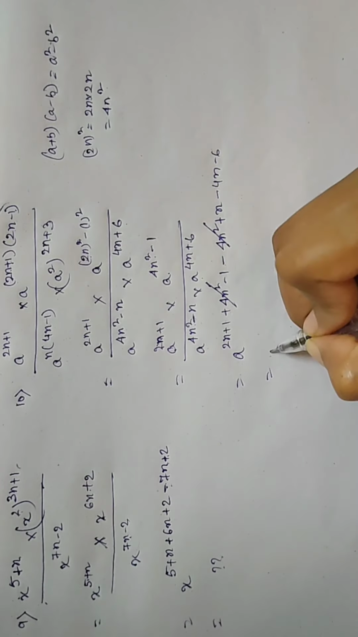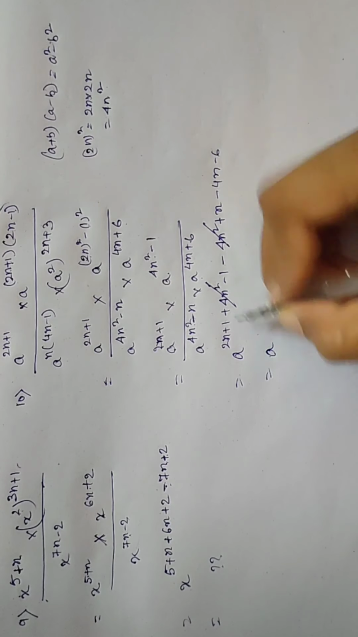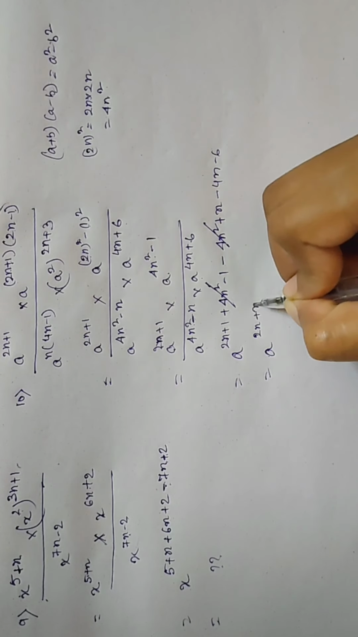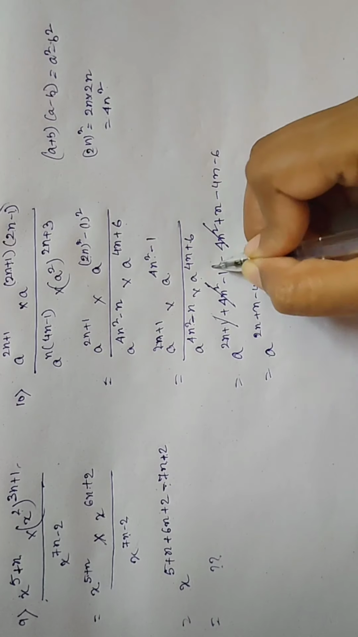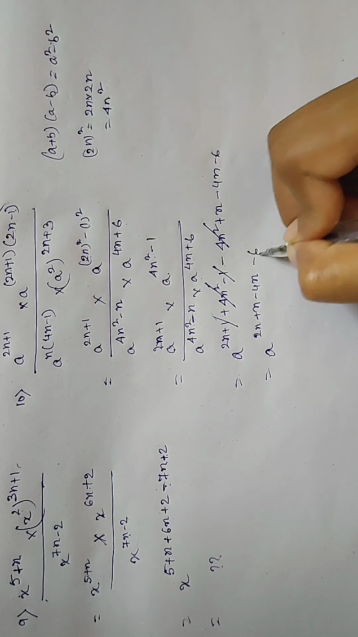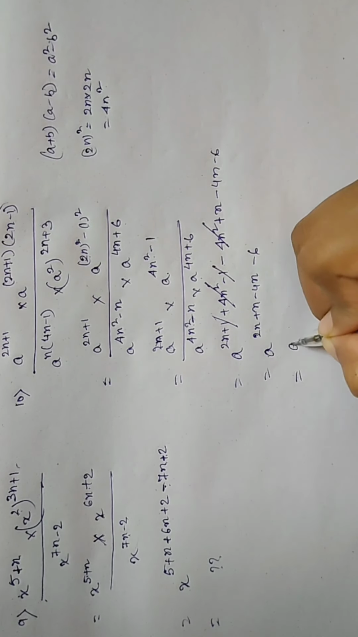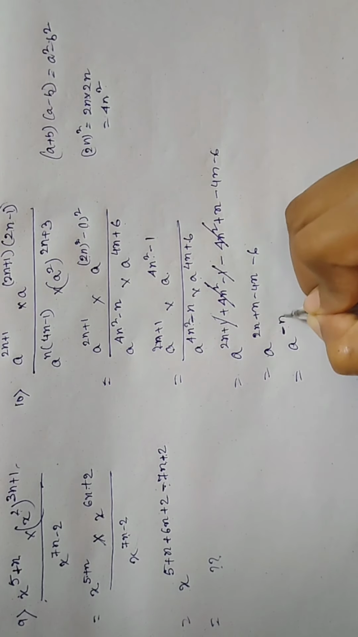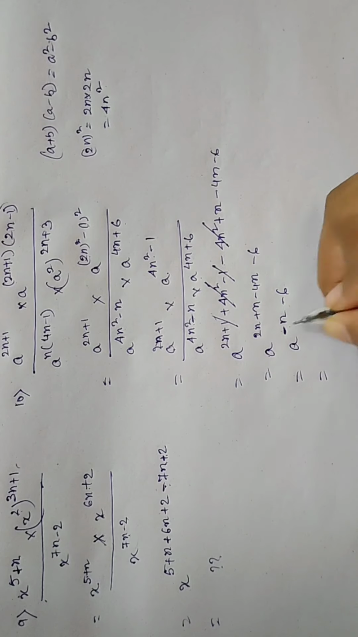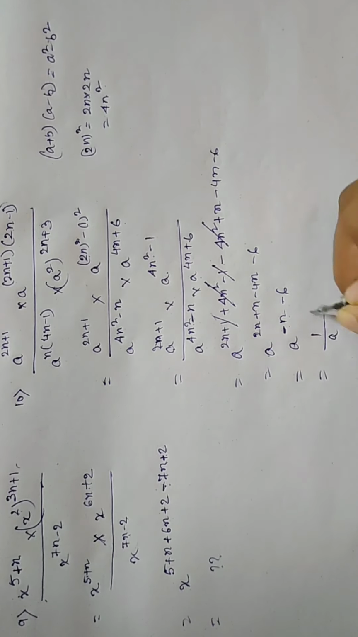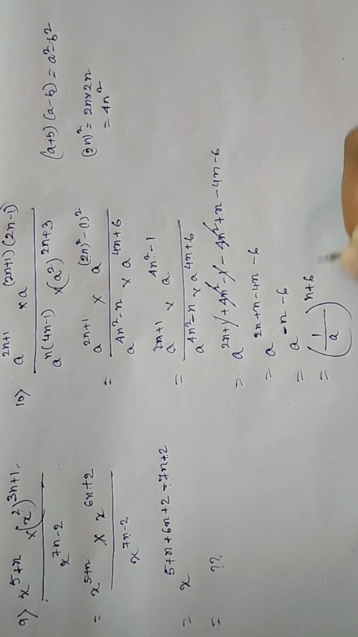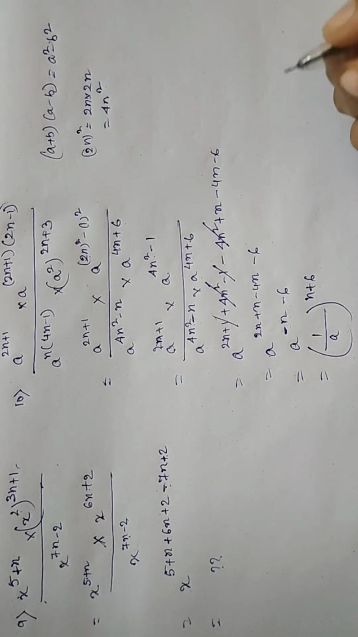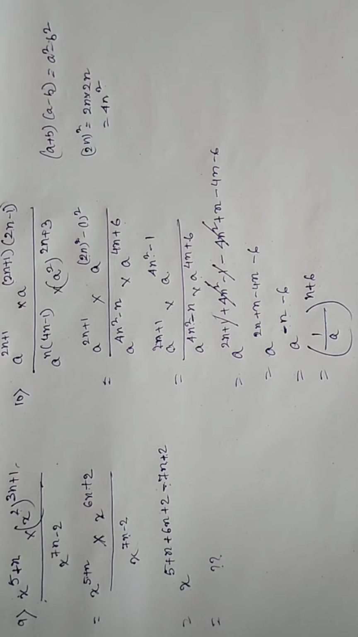Now bring all the n portion together. 2n plus n minus 4n. This 1 minus 1 gets cancelled out, only minus 6 is left. So a to the power 3n minus 4n, means minus n minus 6. Okay, since the power is negative, we will reciprocate it and the power will become positive. Fine, just match the answer whether it is matched or not.